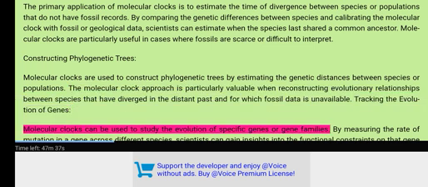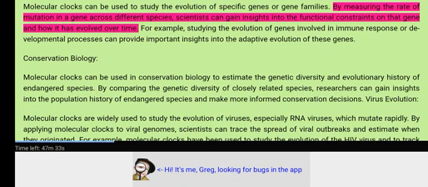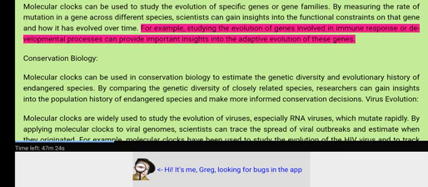Tracking the evolution of genes. Molecular clocks can be used to study the evolution of specific genes or gene families. By measuring the rate of mutation in a gene across different species, scientists can gain insights into the functional constraints on that gene and how it has evolved over time. For example, studying the evolution of genes involved in immune response or developmental processes can provide important insights into the adaptive evolution of these genes.